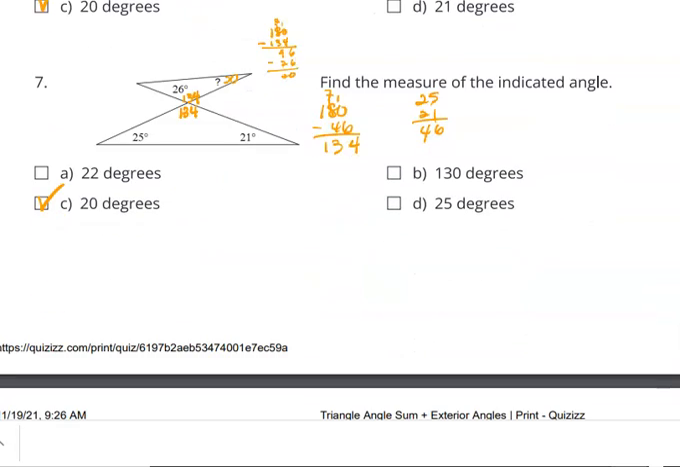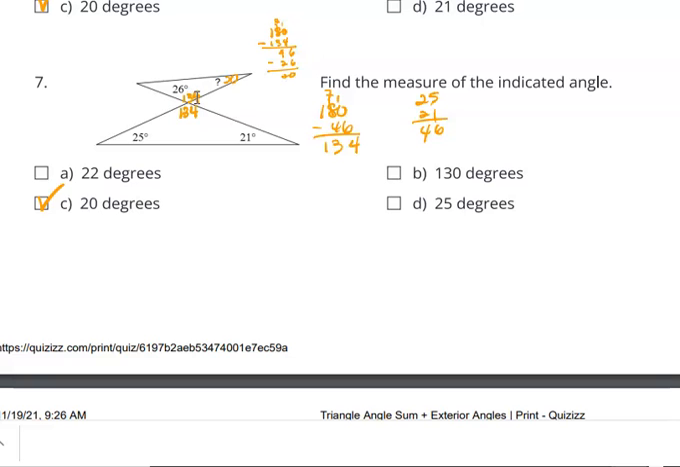Okay, that brings us to number 7. Number 7 says find the measure of the indicated angle. So that's the question mark angle. Once again, do the third angle theorem. If you know two angles, add those two angles together. I got 46. Subtract the 46 from 180. I got 134. That's going right here. 134 is vertical to this other angle over here, which makes that 134.